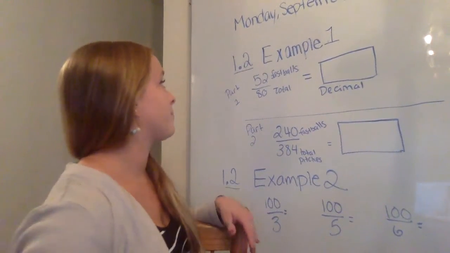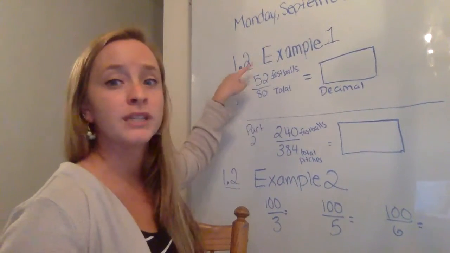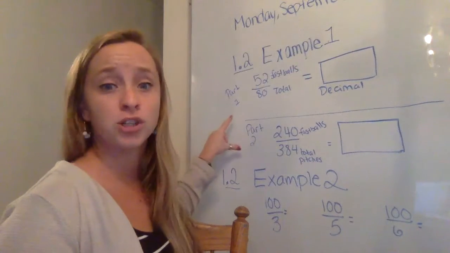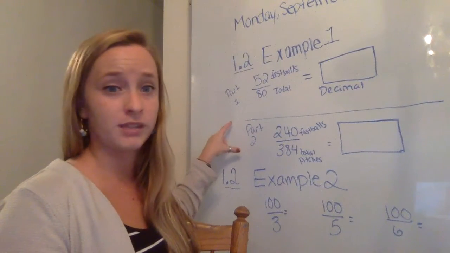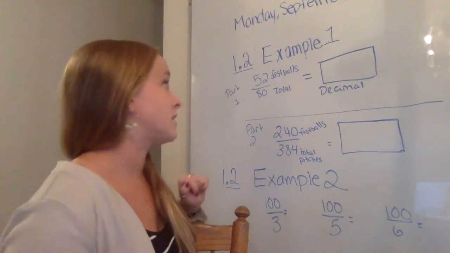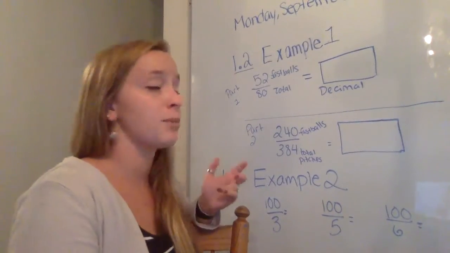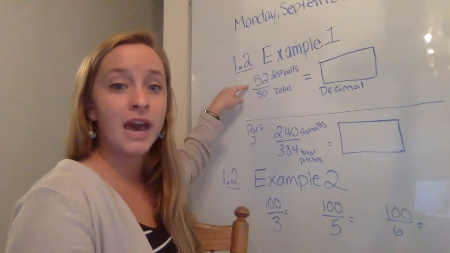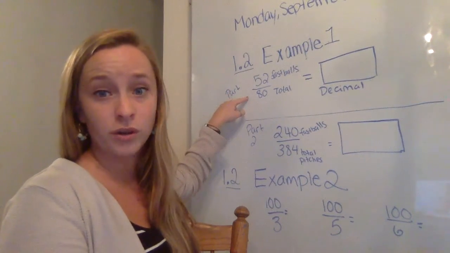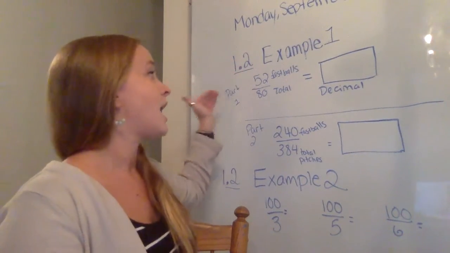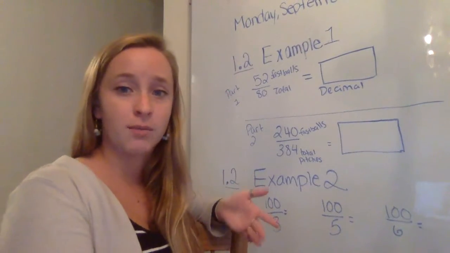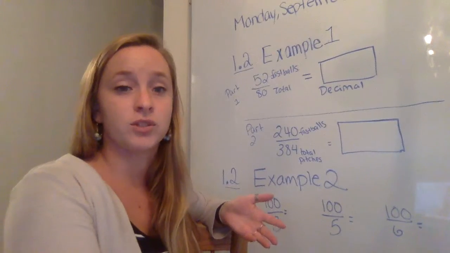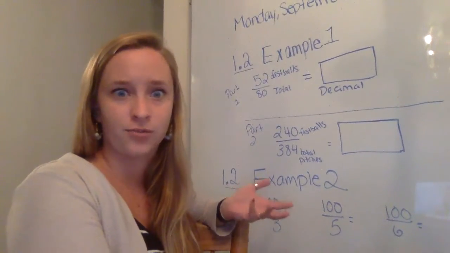So our first example was 1.2, example 1. Now it's two parts. I call it part 1 and part 2. It just says 1 and 2 on the example that I assigned to you. And the problem was talking about a baseball player who pitched 52 fastballs out of his 80 pitches total. Okay, so I have my 52 out of 80 total. And the question was talking about why baseball uses decimals or percentages to talk about statistics, instead of fractions.